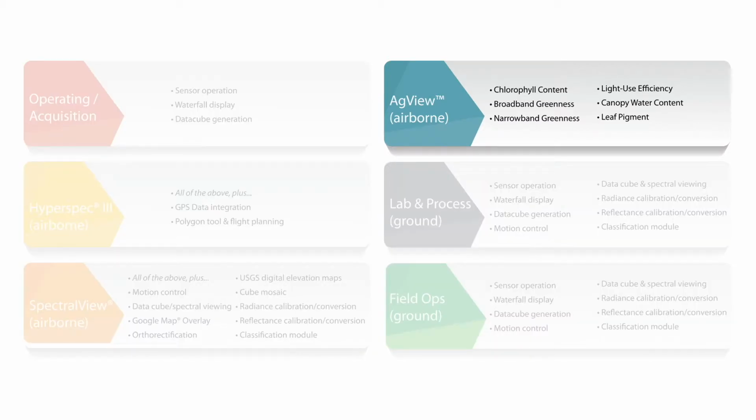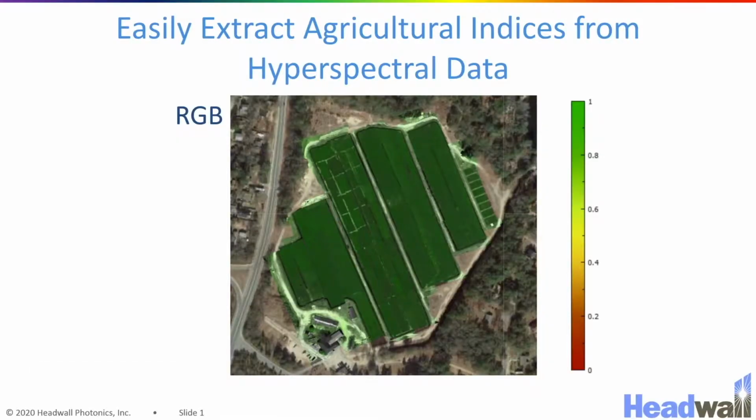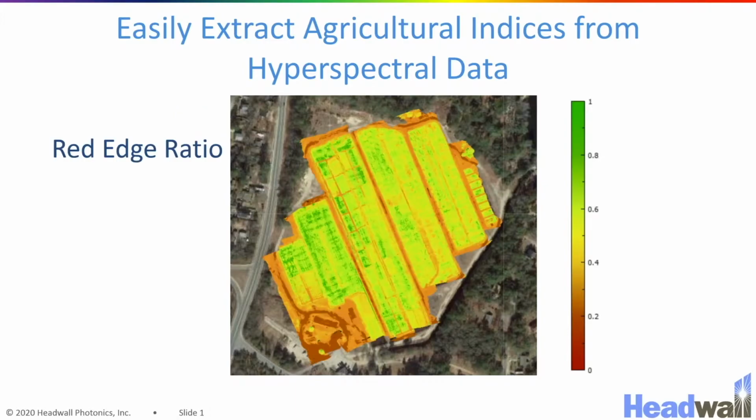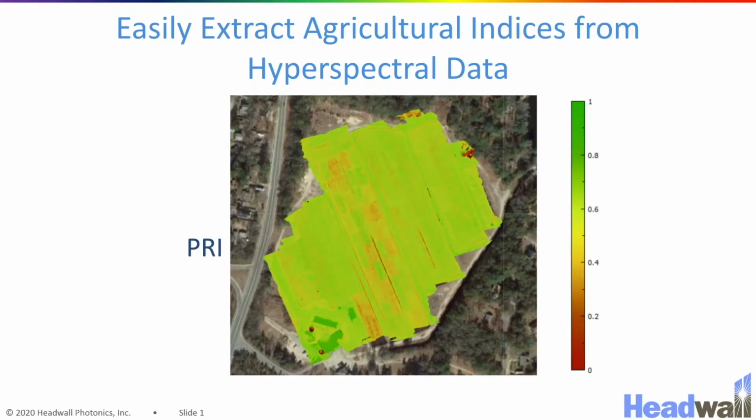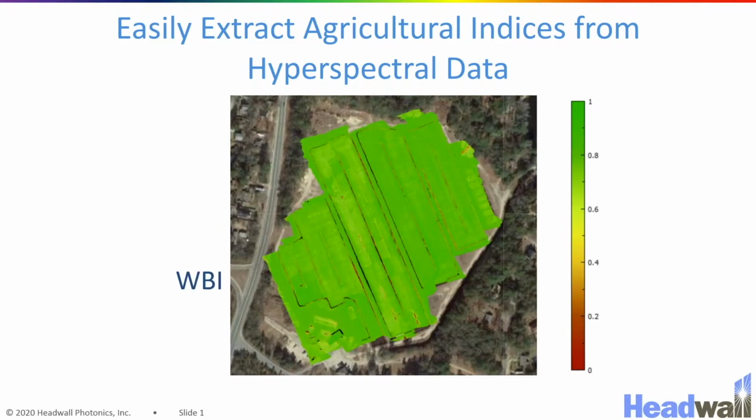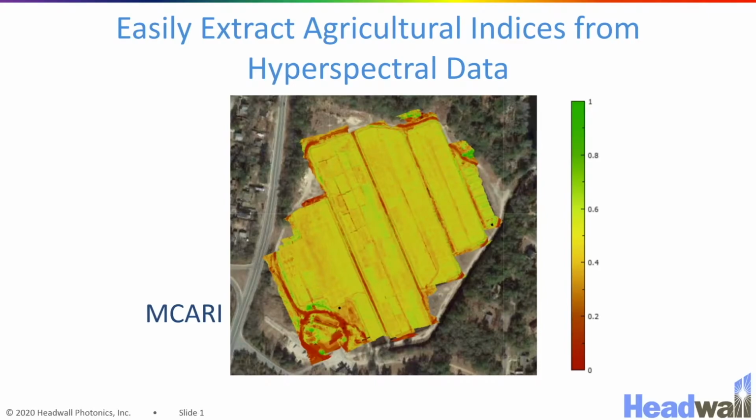AgView is a software tool that allows users to easily extract useful agricultural indices from hyperspectral data. It allows the user to extract an RGB image and 6 common agricultural indices. There's the RGB image, the red edge ratio, NDVI, EVI, PRI, WBI, and mCarry.